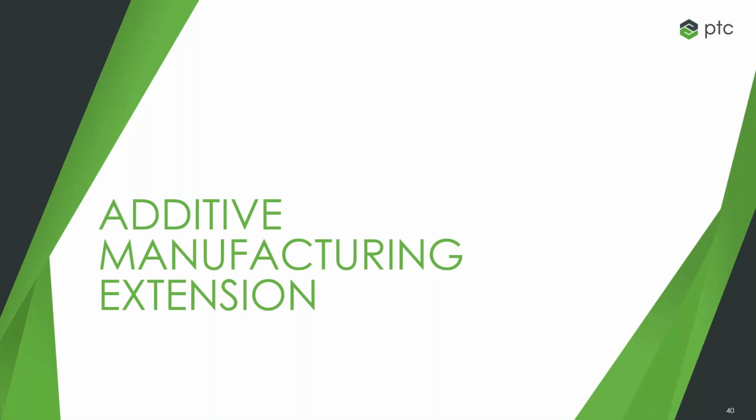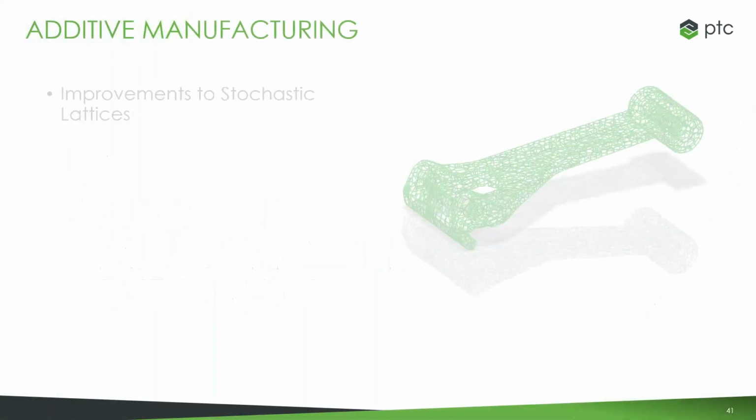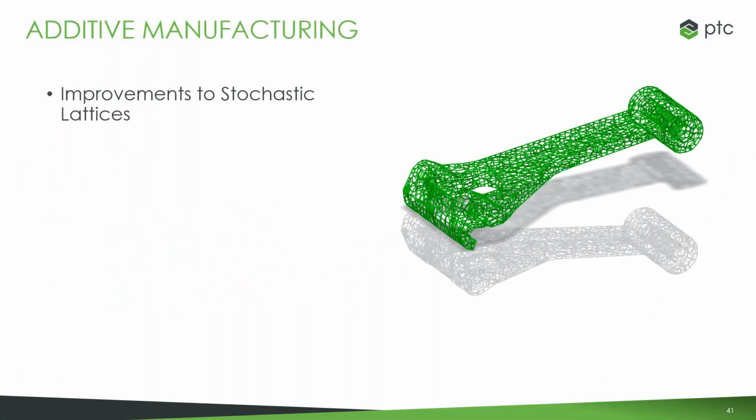Moving on to the additive manufacturing extension, a couple of improvements here. The first one is to the stochastic lattice. The key here is that we now have the ability to conform to hard edges of a part. If you're having these random beams, this gives you a lot of strength with relatively lightweight geometry, a lot of empty space, but a lot of strength out of it. And now you can have it form fitted to whatever part you want.